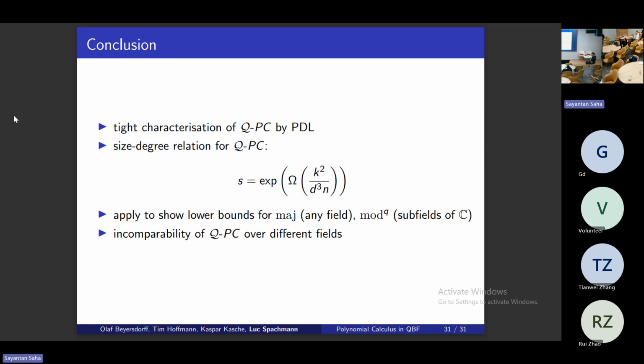Do you think there is some solver one can build upon QPC, this calculus for QBF? Sorry, I didn't understand. To have a solver based on this? No. That is just a purely theoretical result for now.